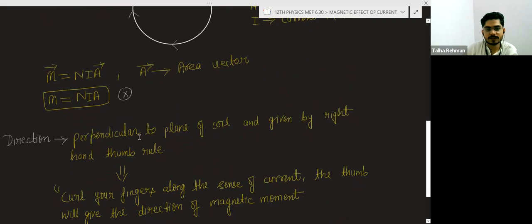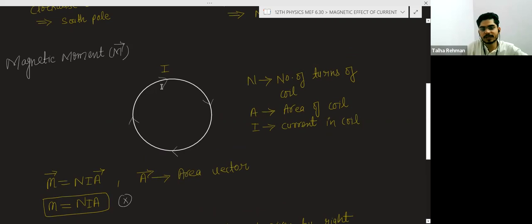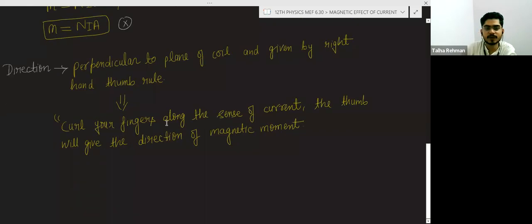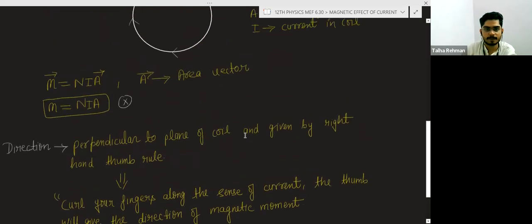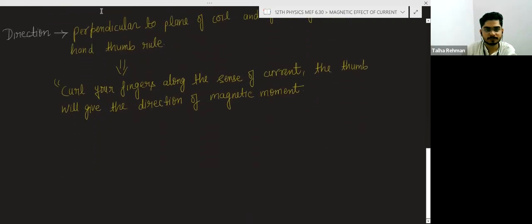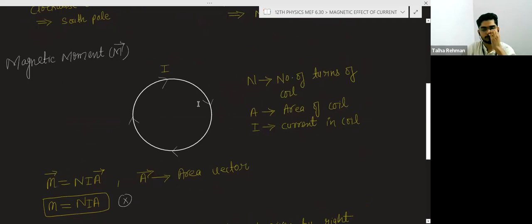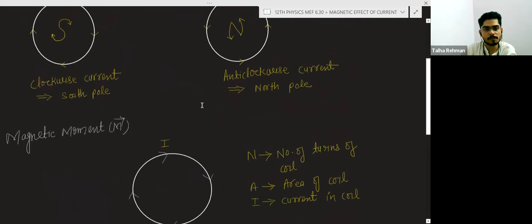So the direction is perpendicular to the plane of the coil. This is the plane of the coil, and this coil is in the xy plane, so the magnetic moment will be along the z axis. So you can find the direction with this: curl your finger along the sense of current, and the thumb will give you the direction of the magnetic moment. So this is all about the magnetic moment.